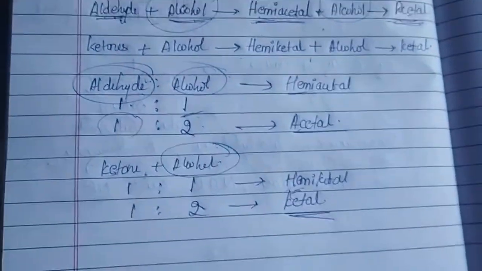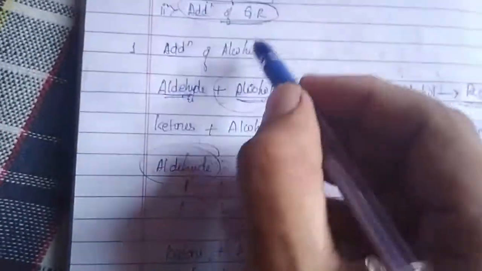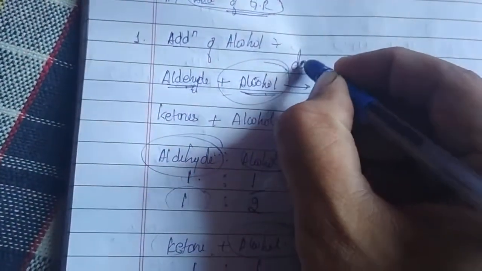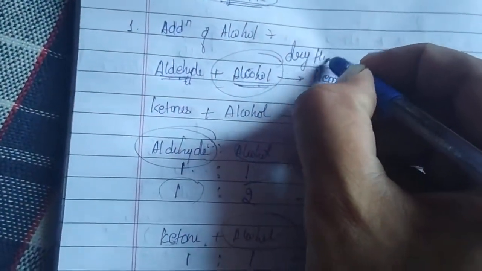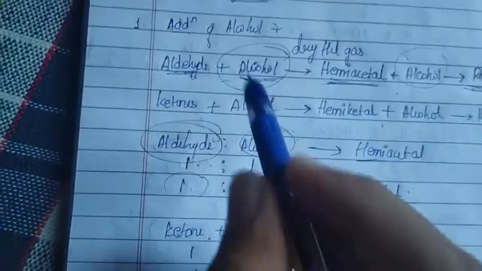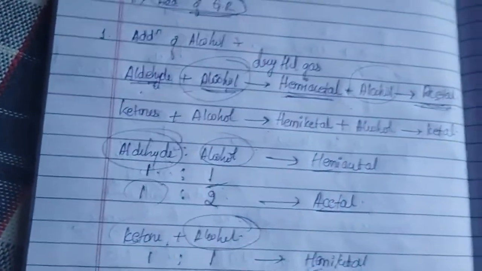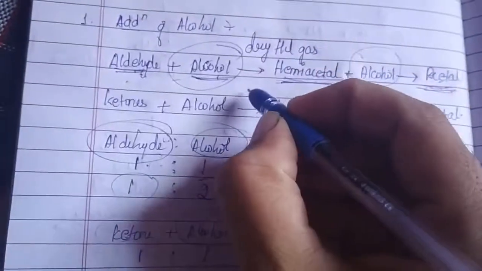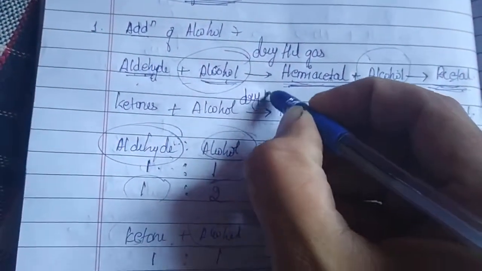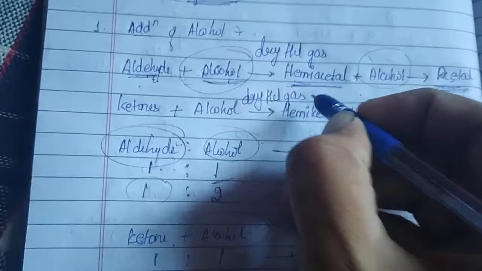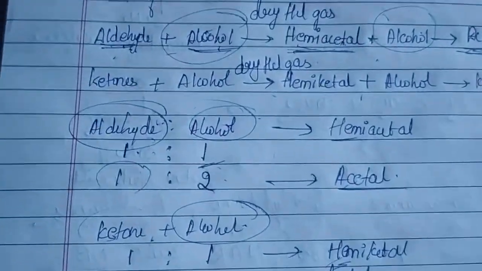Is that clear? And one more important thing, remember, these reactions are carried out in the presence of dry HCl gas. Whenever we are treating aldehydes with alcohols, whatever hemiacetal or acetal you are going to get, in both cases we are using dry HCl gas, which I am going to explain soon after we have seen the reactions.